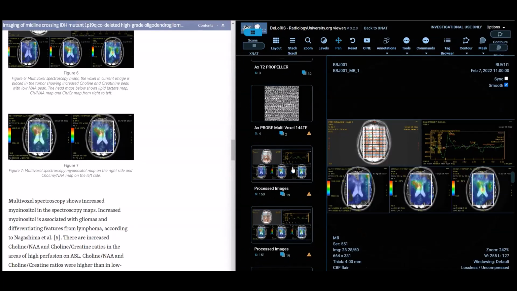Multivoxel spectroscopy shows increased myoinositol in the spectroscopy maps. Increased myoinositol is associated with gliomas and is a differentiating feature from lymphoma, according to Nagashima et al.